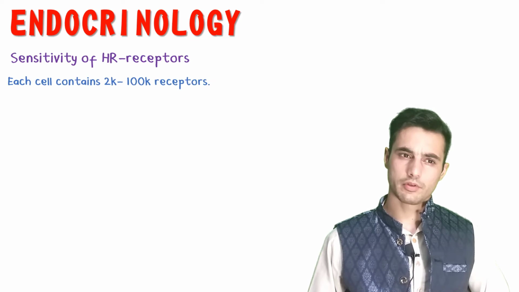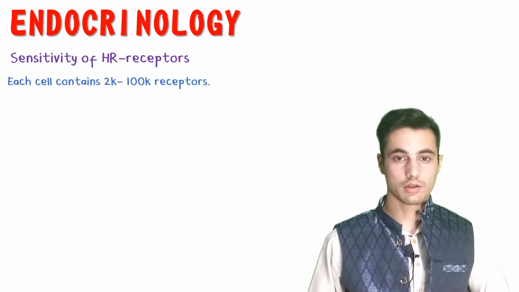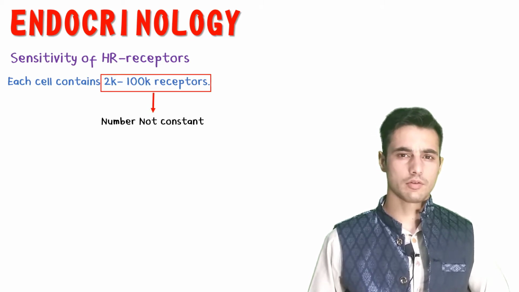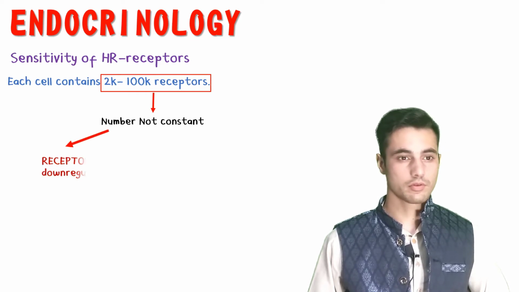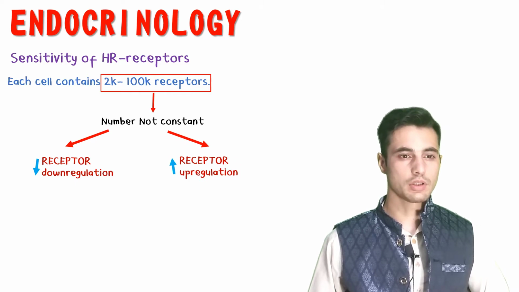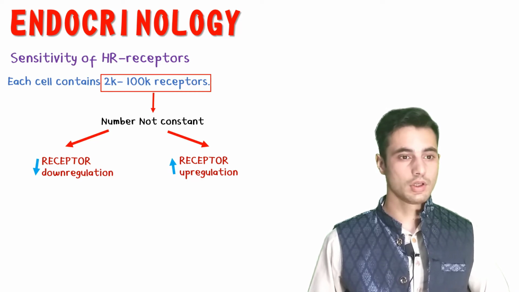Now the sensitivity of receptors is very different. It ranges from 2K to 100K receptors on the cell membrane. How is this activity regulated? By increasing or decreasing the number of receptors. So it can be either receptor downregulation or upregulation. Upregulation means the number of receptors on the cell membrane increases, and it will cause the sensitivity of the cell to increase. Downregulation means the receptor concentration decreases by various processes.